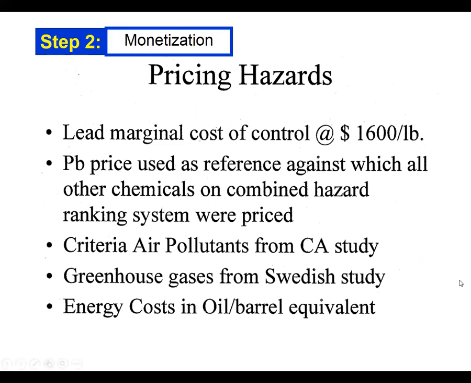That was for materials. For air pollutants, we used coefficients that came out of California studies on criteria air pollutant control. For greenhouse gases, we used a Swedish study on greenhouse gas control. And then obviously energy costs, through the life cycle analysis, were compared to oil per barrel equivalent cost.